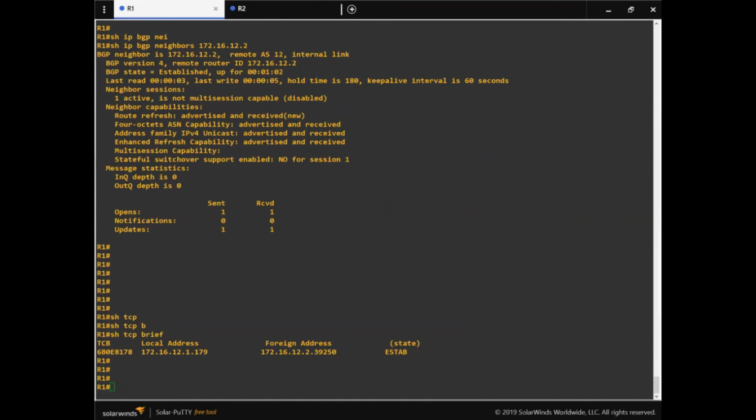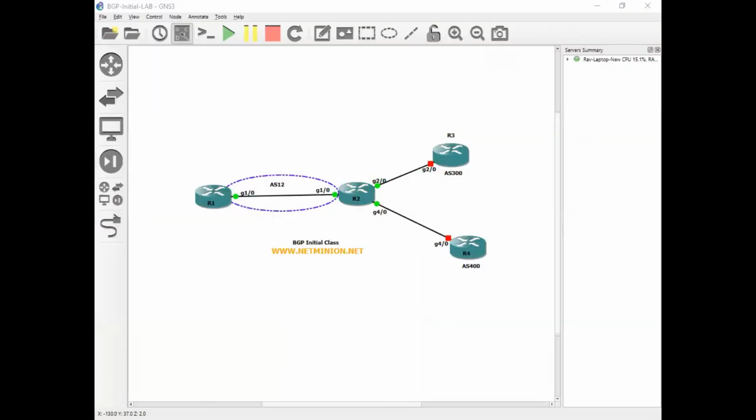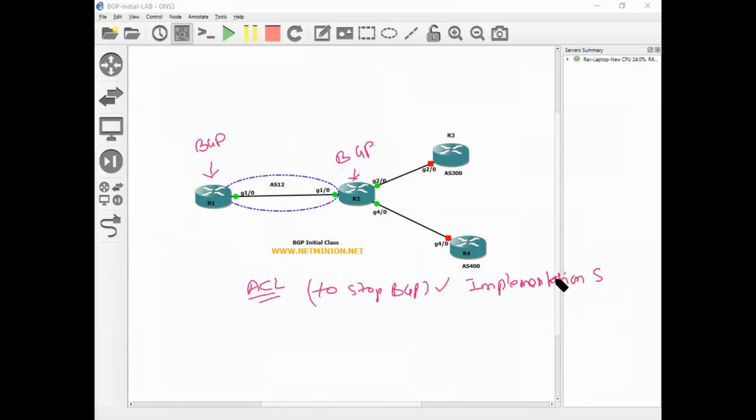So your state is established now, and this comes after both of the links are configured. Let us do one more thing, then I will talk about it more. State is still not completed, but I wanted to ask: this is R1, this is R2. We are running BGP on both of them. If I need to apply the ACL to stop BGP, how can I implement that? I want implementation steps.